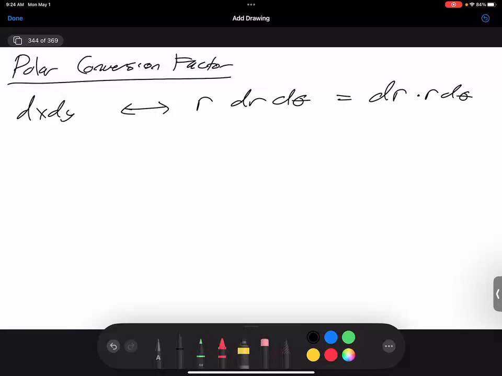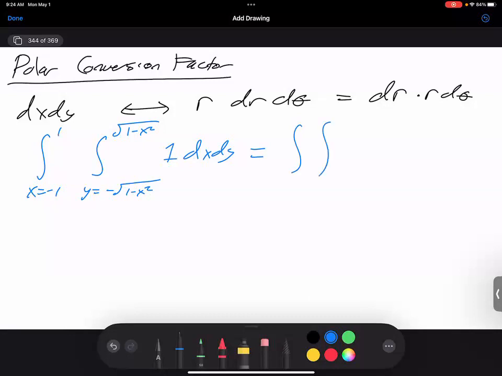So if we look at a circle, the x integration is the integral x goes from minus, do you want to do a radius of 1 or a radius of capital R? 1. X goes from -1 to 1. Y goes from minus square root of 1 minus x squared to the square root of 1 minus x squared, 1 dx dy. And now this becomes the integral, and my function is still going to be 1. And then dx dy becomes r dr d theta. So I have to specify the r bounds first. R goes from 0 to 1. Theta goes from 0 to 2 pi.